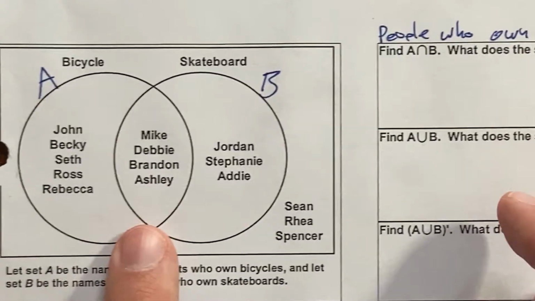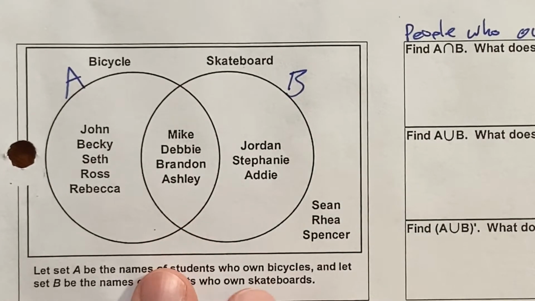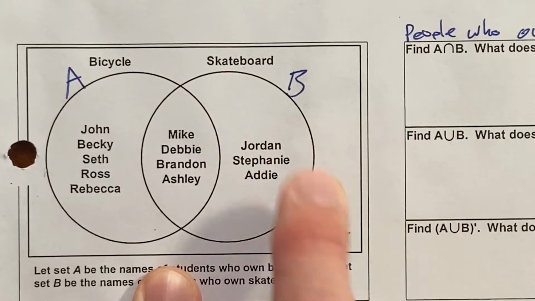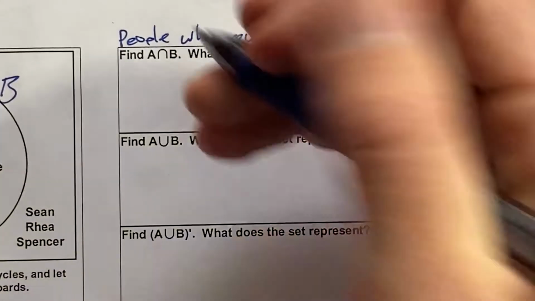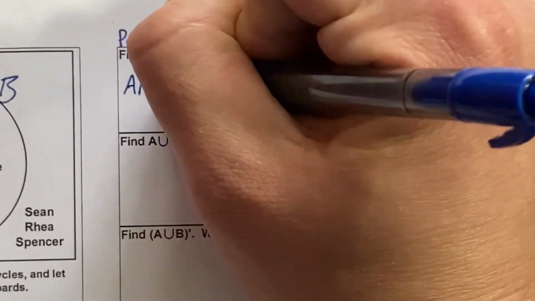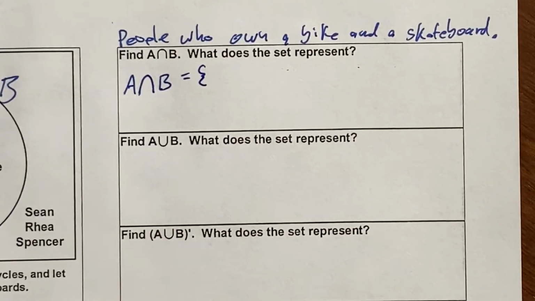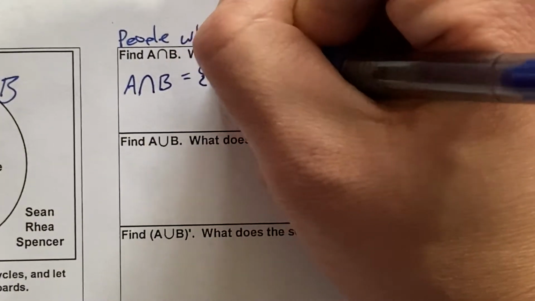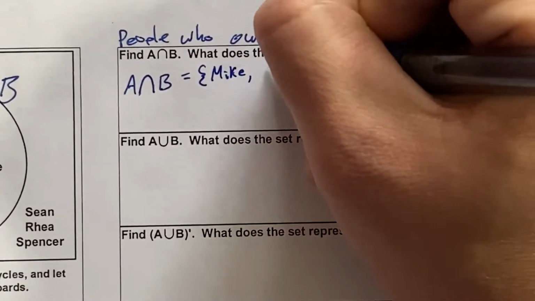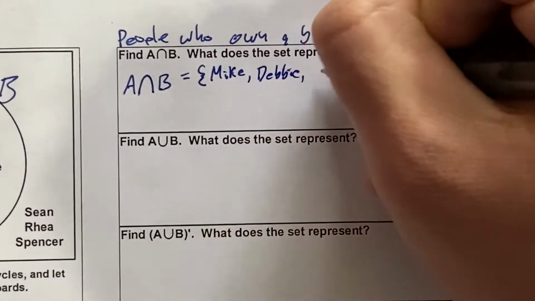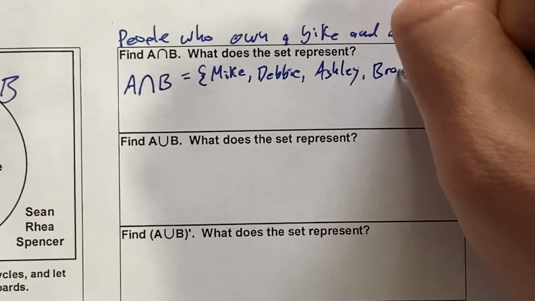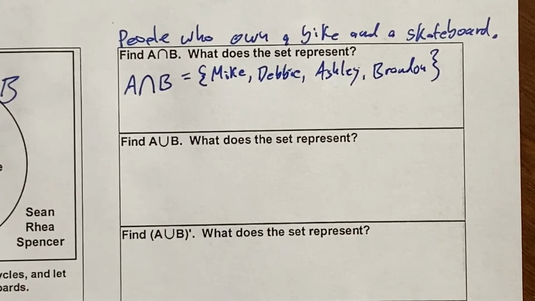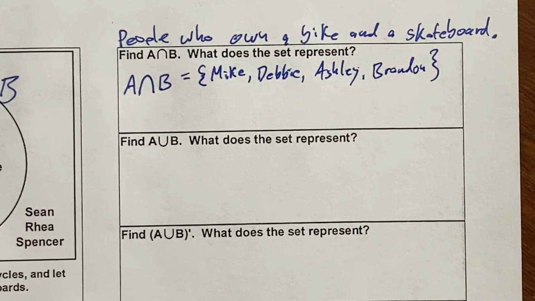When I come over here to my Venn diagram, I'm going to look and see, okay, these are the people who just own bicycles, just skateboards, neither one of them. The people in the middle own both of them. So I'm going to write it like this. I'm going to say A intersect B equals, and then I'm going to do these little braces. I'm terrible at drawing the braces. Maybe you're better at that. Mike, Debbie, Ashley, and Brandon. Okay? Those are the people who own a bike and a skateboard.